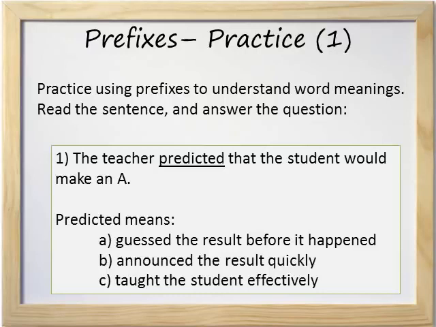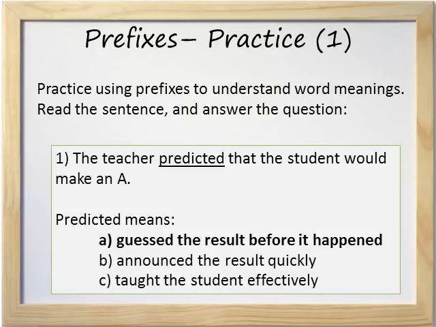Predicted means A. Guessed the result before it happened, B. Announced the result quickly, or C. Taught the student effectively. Remember, you don't need to know the word predicted to answer the question. For this question, you only need to know the prefix pre. Which is the correct answer? It's A. Guessed the result before it happened, because pre means before.